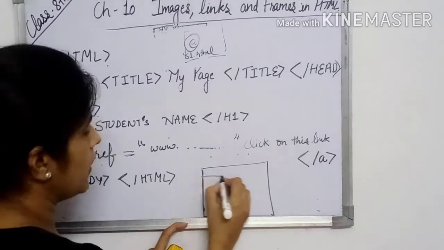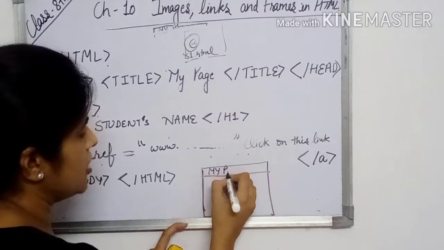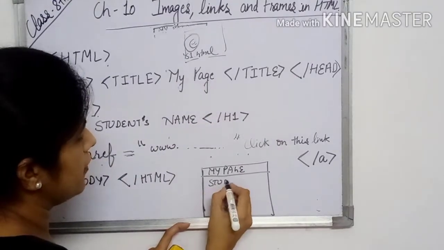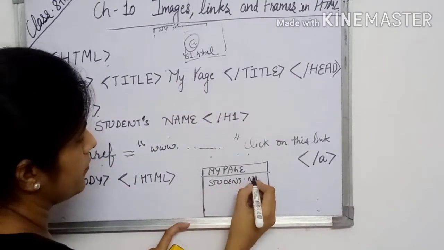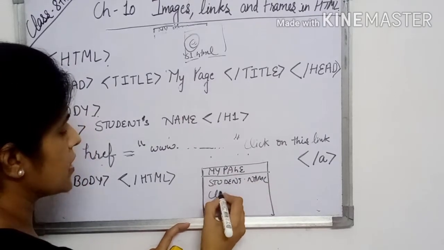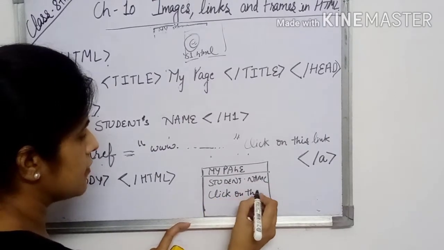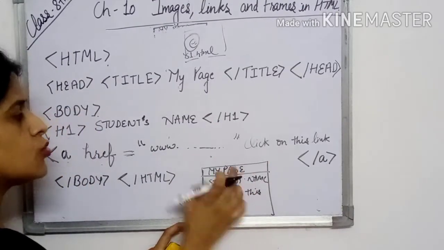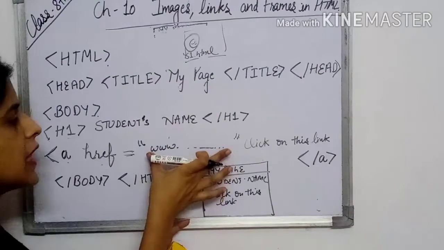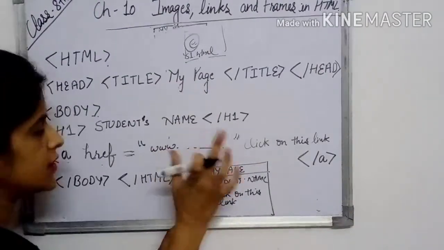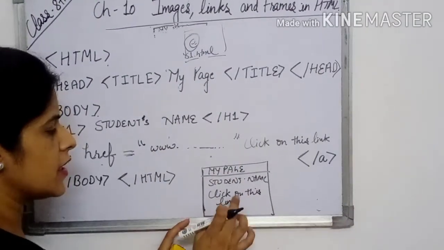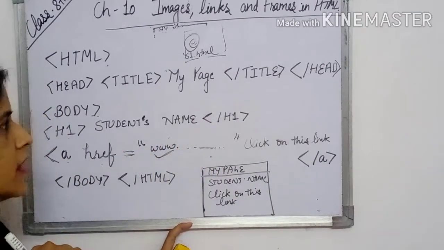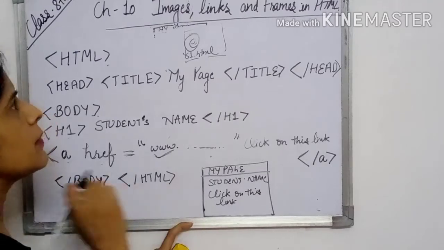Now the title will come, that is my page. बॉडी में आएगा, सबसे पहले आएगा स्टूडेंट नेम. अब उसके बाद लिखा हुआ आ जाएगा क्लिक ऑन दिस लिंक, और जो भी मैंने यहाँ लिंक दिया है, मतलब स्टूडेंट नेम मैंने कहीं फाइल में डाला हुआ है, उसका मैंने कंप्लीट पाथ या कंप्लीट लिंक यहाँ दे दिया है. तो जैसे मैं इस लिंक पर क्लिक करूँगी, आई विल डायरेक्टली गो टू दिस पाथ या आई विल डायरेक्टली गो टू दिस लिंक. सो दिस विल बी द प्रोग्राम.